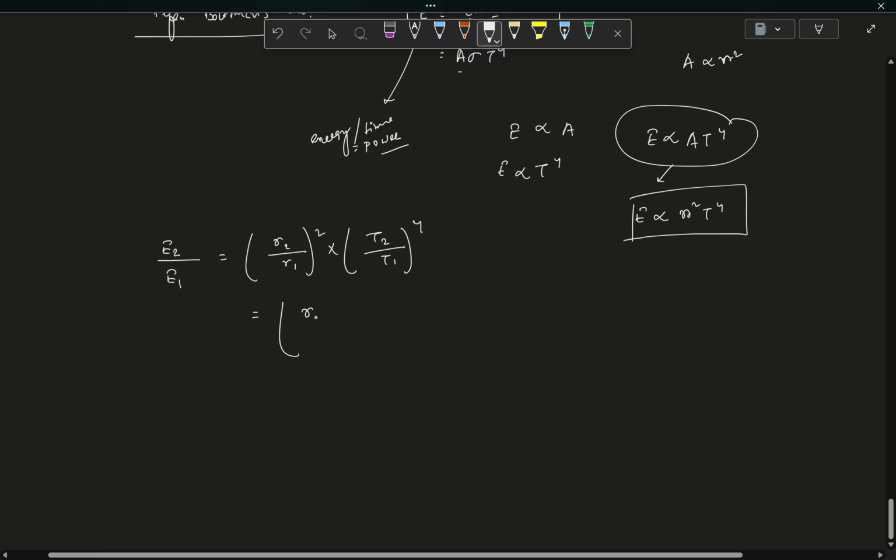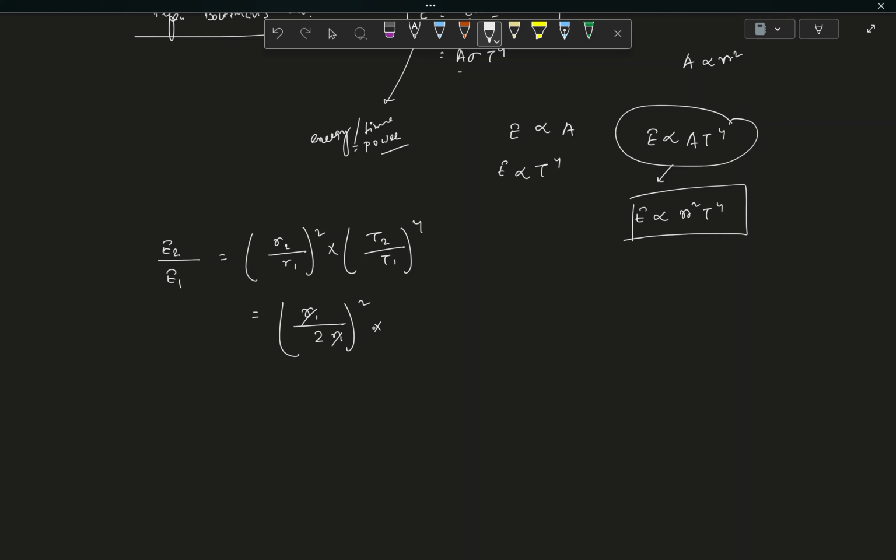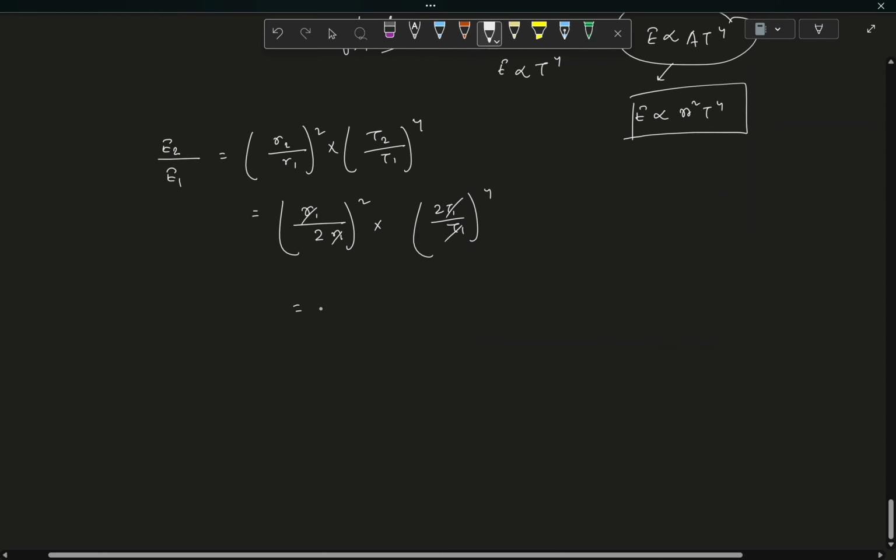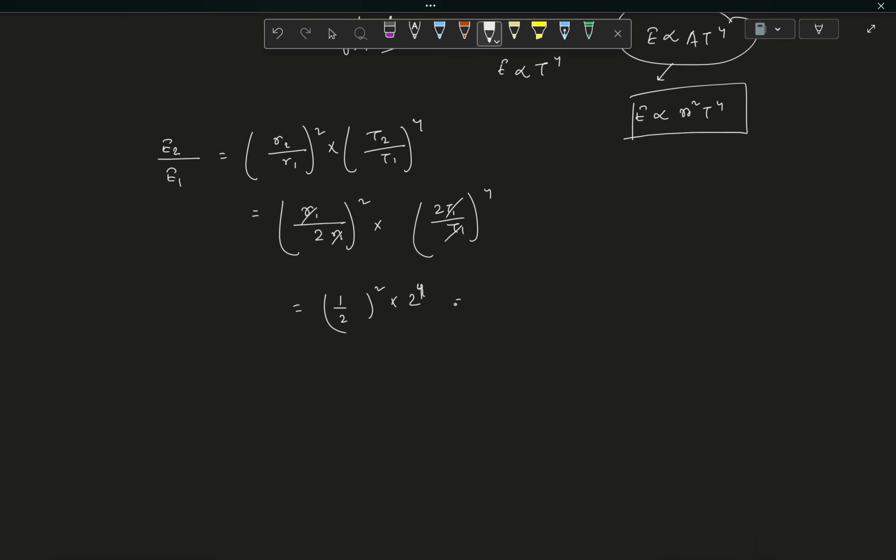So radius is half, that means R2 is half R1, so this is like this. And temperature is, I think, doubled. So this is 2T1 by T1 to the power of 4. So what you get is half squared into 2 to the power of 4. So this is 2 to the power 4 by 2 squared, which is 16 by 4, that is 4. That means your E2 is equal to 4 times E1, or if E1 is given as 450 watt, then it will simply be 1800 watt, which will be your answer.